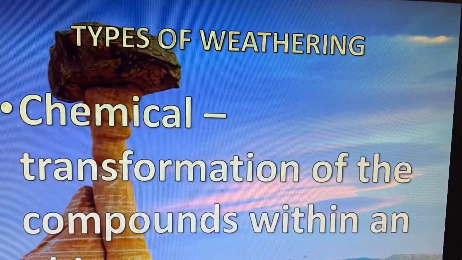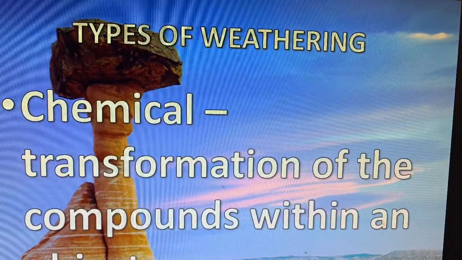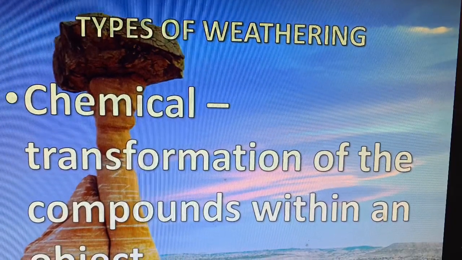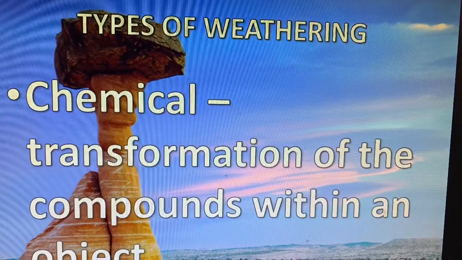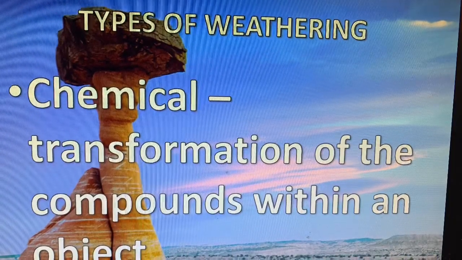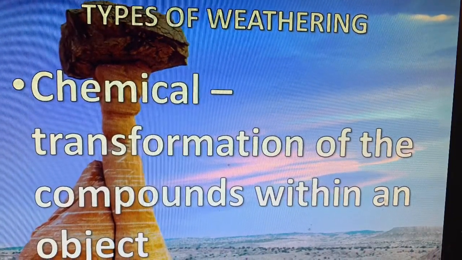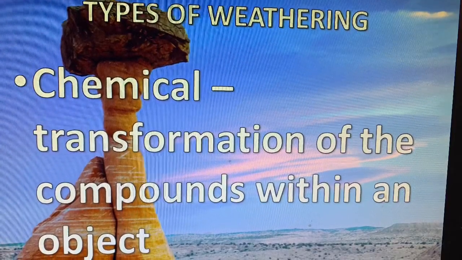The second type of weathering is known as chemical weathering. Chemical weathering involves the transformation of compounds within an object. So you're actually changing the molecules, you're adding atoms in, you're taking atoms away. You are changing the chemical properties of that.